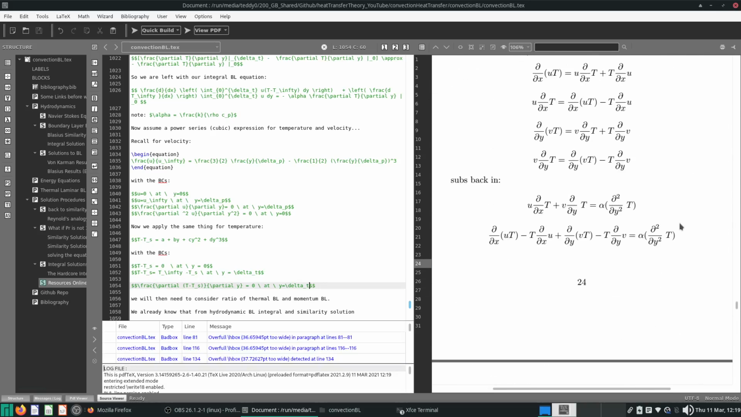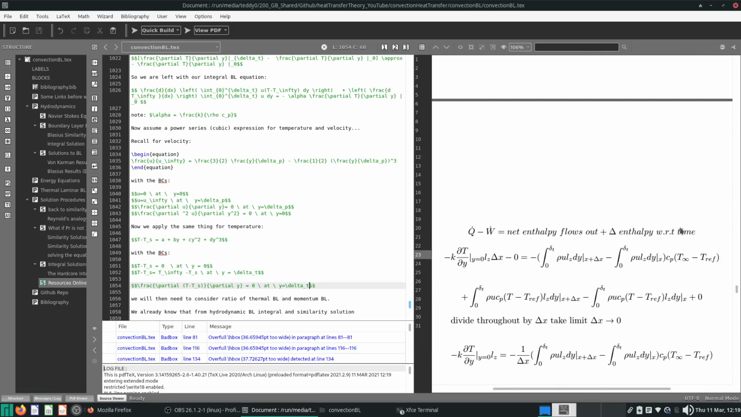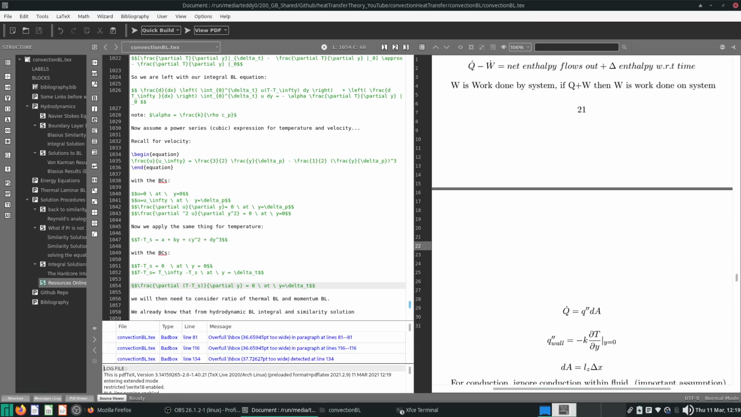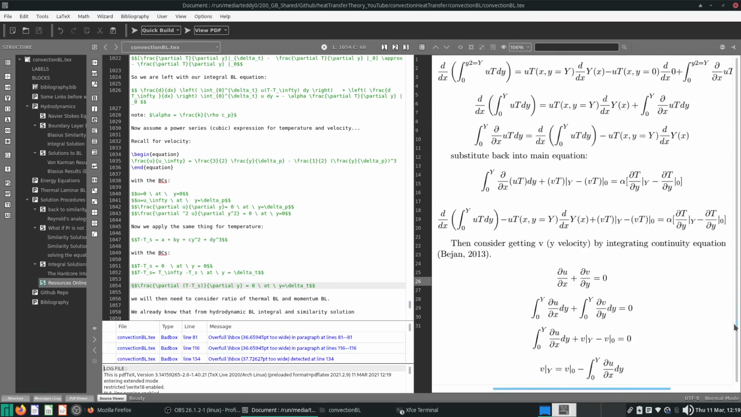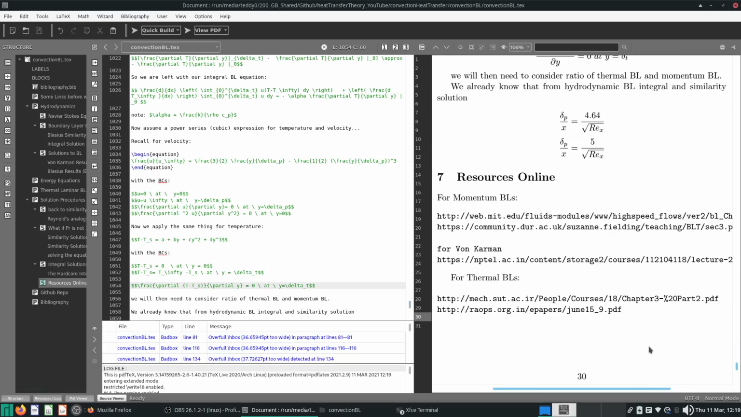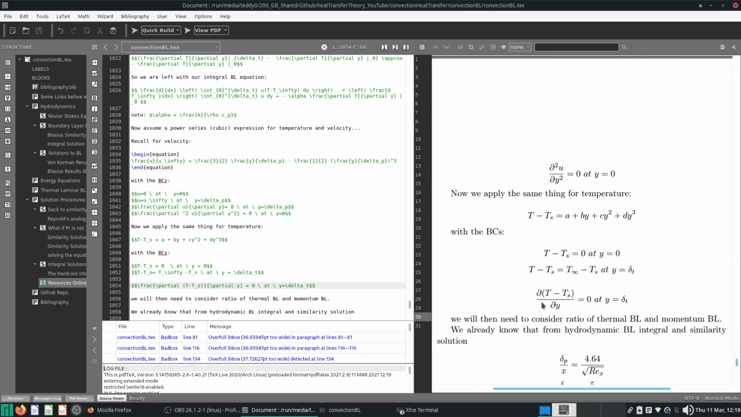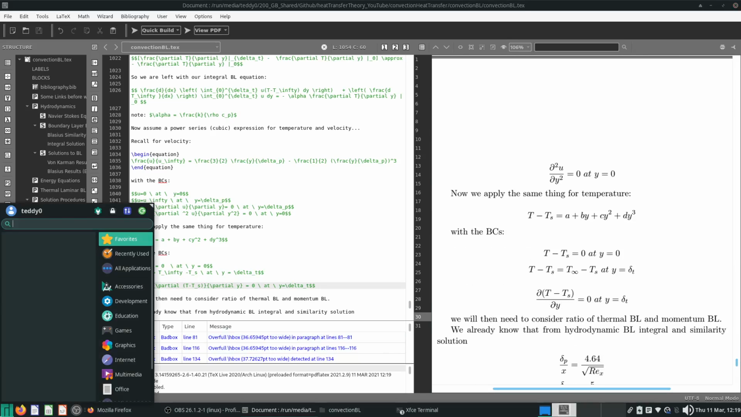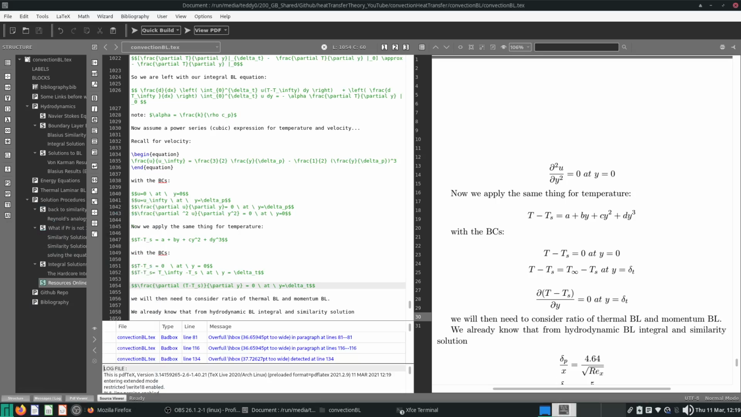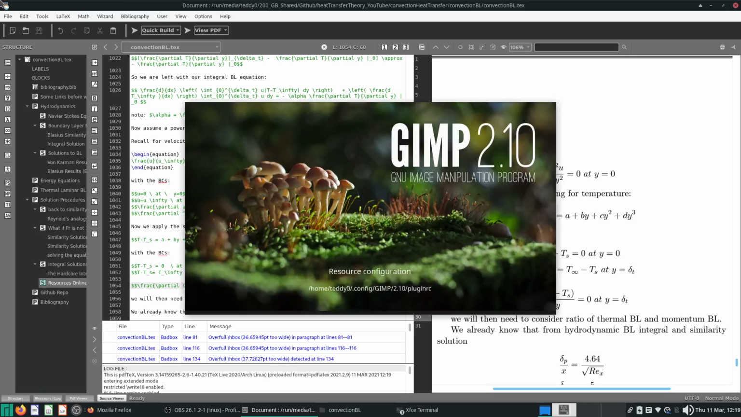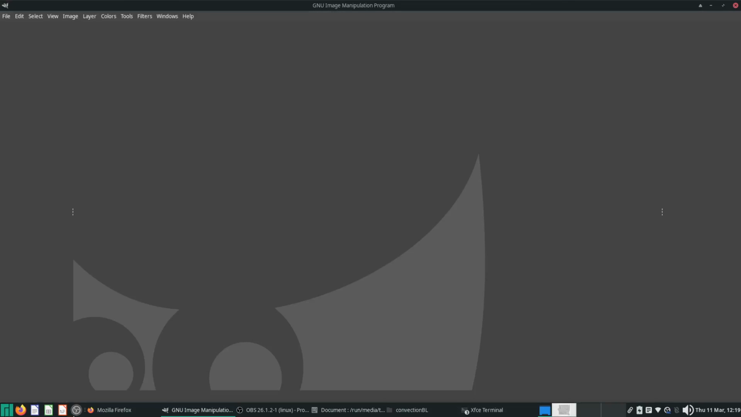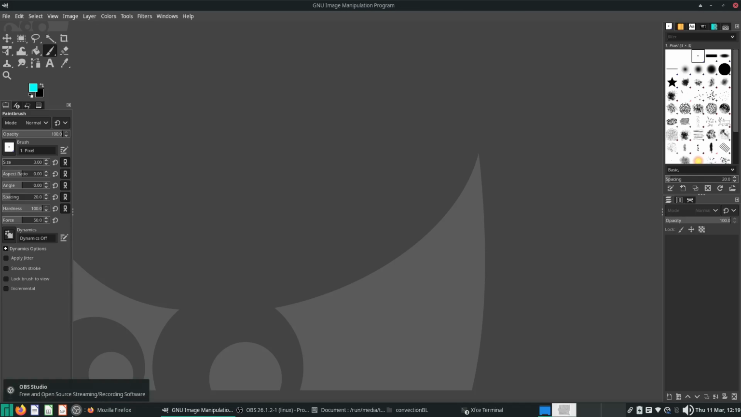I don't have a diagram now. Great. What is this saying? This is saying that the heat conduction. Let's see, GIMP. Put some of my marks aside.